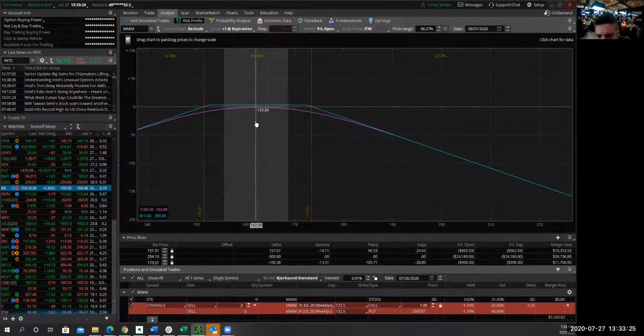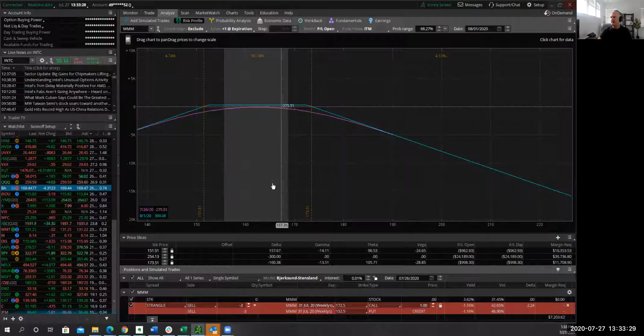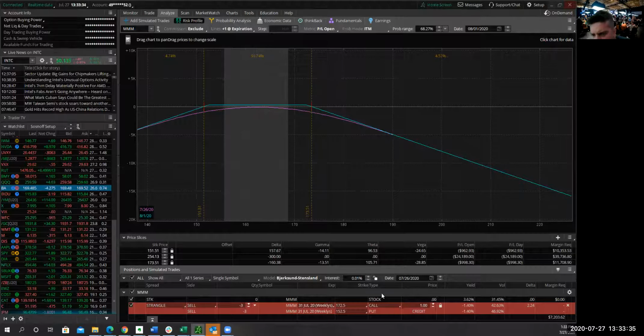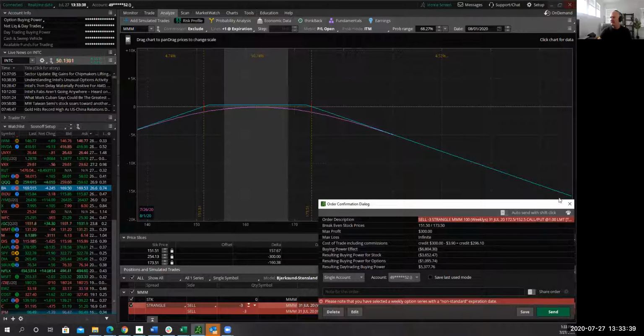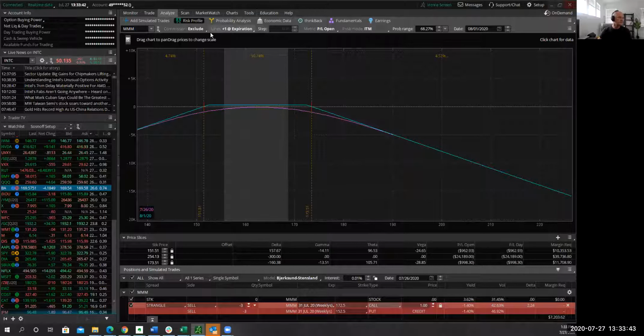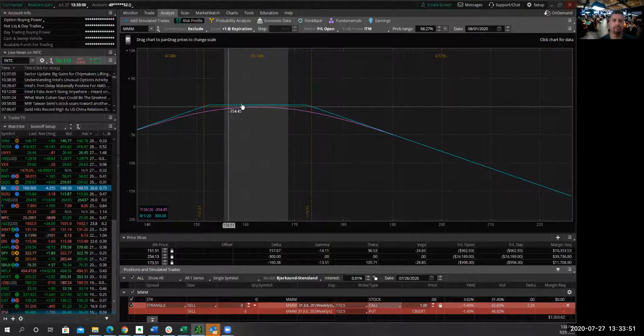3 contracts, what was the price he gave? Oh, $1. So I collect $300. But what's required is 7,200, right? Margin. Let's see what it takes. It takes about $7,000 in buying power. But you've got a 90% probability of profit. Yeah, that is a very high probability.